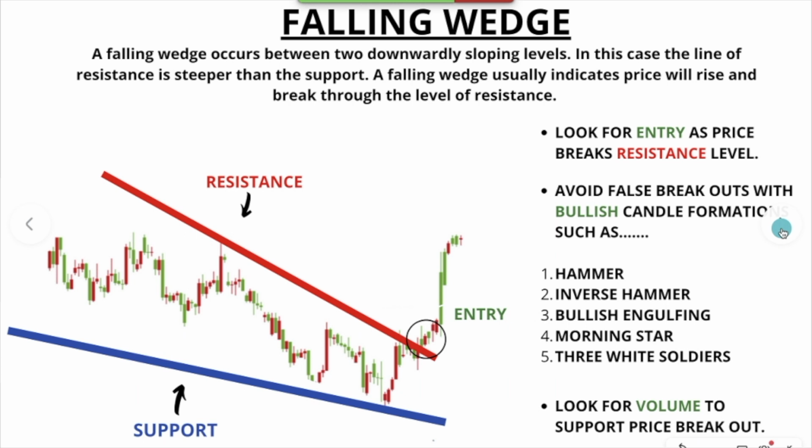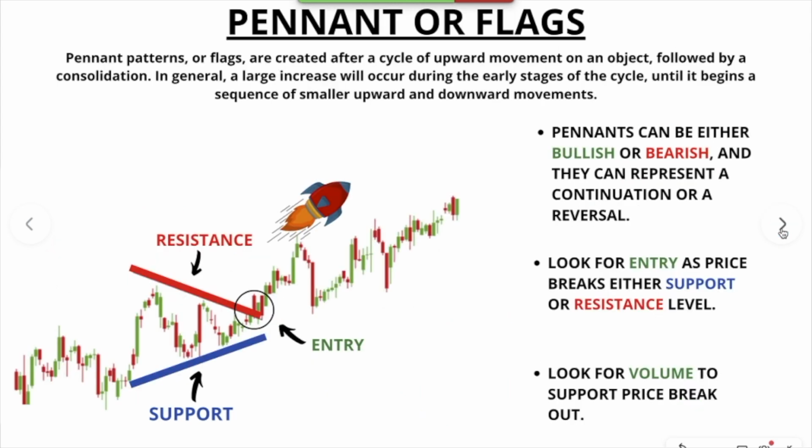So the next one that we'll be looking at is the pennant, or you could also call it a flag. So the pennant patterns or flags are created after a cycle of upward movement on an object followed by a consolidation period. In general, a large increase will occur during the early stages of the cycle until it begins a sequence of smaller upward or downward movement.